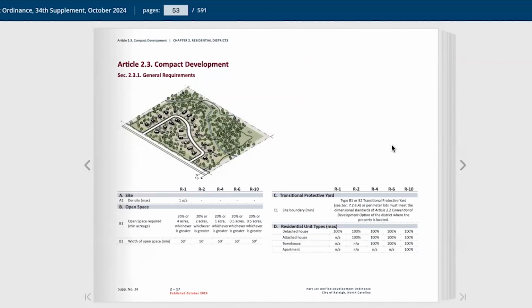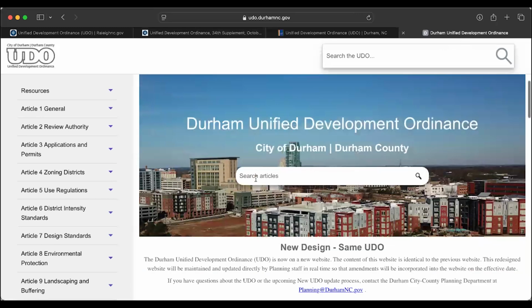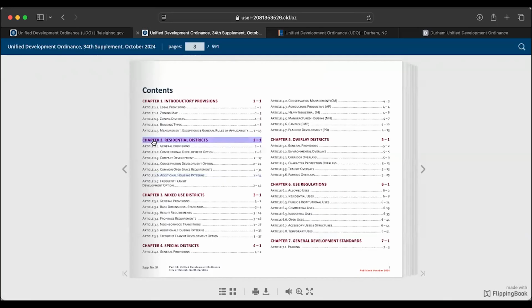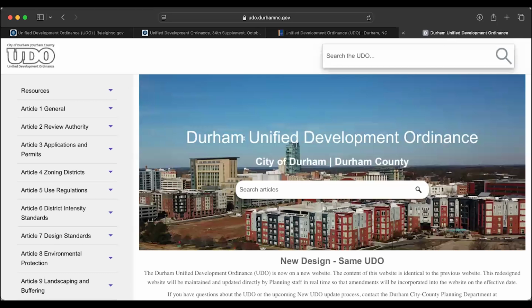Learn the different things about the UDO. So this is the city of Raleigh. I'm going to jump over to Durham. Durham is a different area. I go to what's called Article 7, Design Standards. So remember, in Raleigh, it's Chapter 2, Residential Districts, where in Durham, I'm looking for 7 design standards.